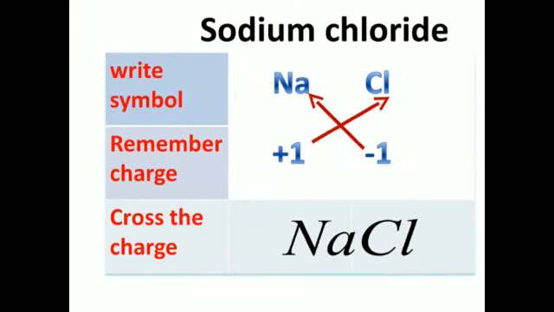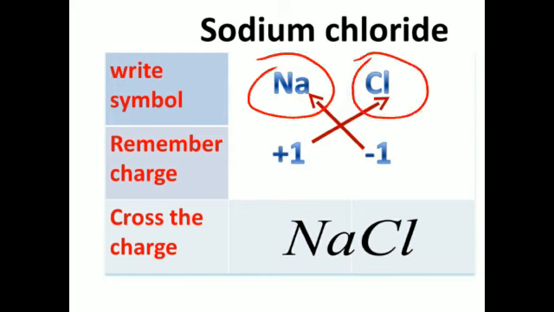Let's see another example. Very common example which is always given. Sodium symbol is Na and chloride is Cl. When sodium gets reactive, it gets positive 1 sign on it, and when chlorine reacts, it gets negative 1 sign on it. Chlorine becomes chloride after being ionized.